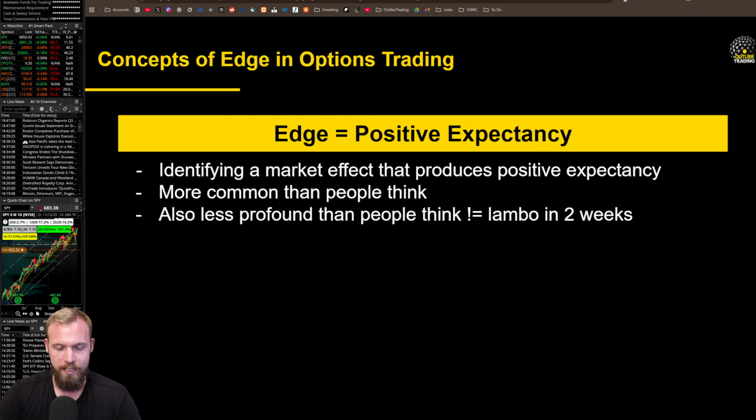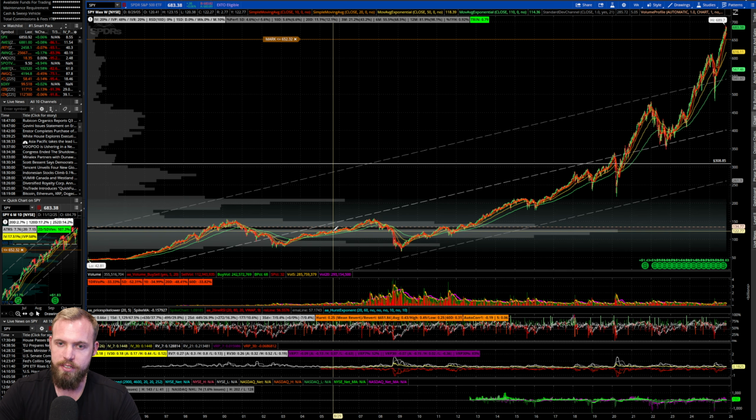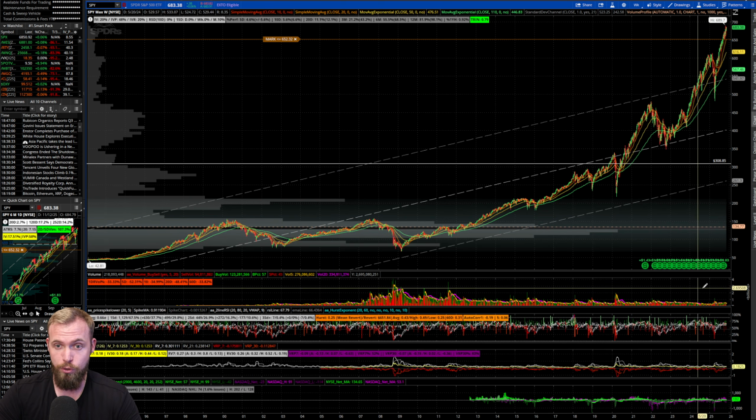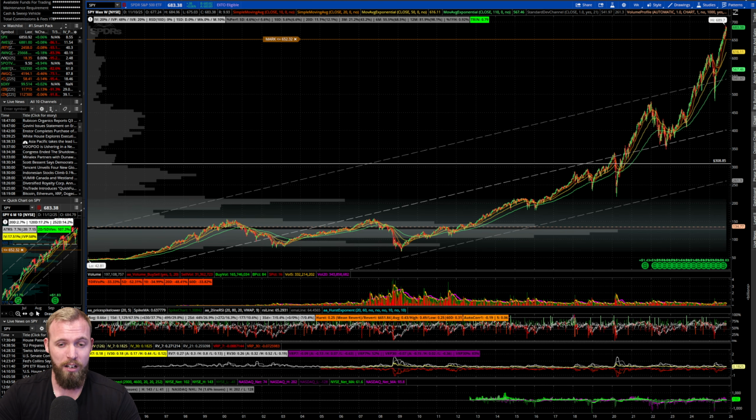The issue is, in general, edge is way more abundant than people think, but it's way less profound than people think. More often than not, an edge like this is not Lambo in 2 weeks kind of money. This is your money doubling every 7 years. But if you're starting with 5 grand, your money doubling every 7 years isn't necessarily that inspiring. That's why the concept of saving is so important and why consistency is so important. Because if you can do those and you can amplify the market return slightly, all of a sudden you're onto something where you can make a lot of money.